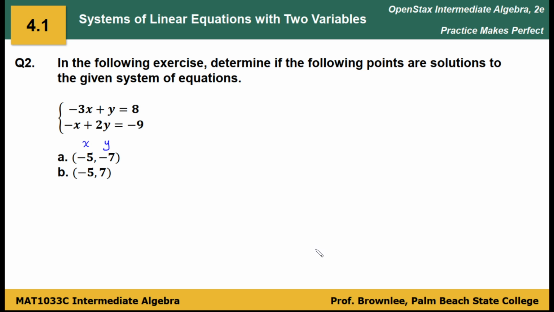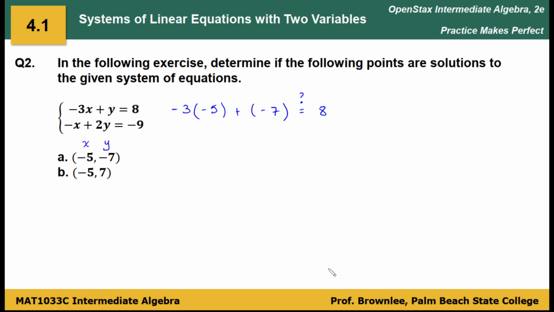Let's take this information and substitute it into equation 1 and see what we end up with. For equation 1, we're going to have -3x, but now we substitute -5 in for x, plus y, and this time we're substituting -7 in. We want to know, when we simplify, does the left-hand side equal 8? That's ultimately what we are testing.